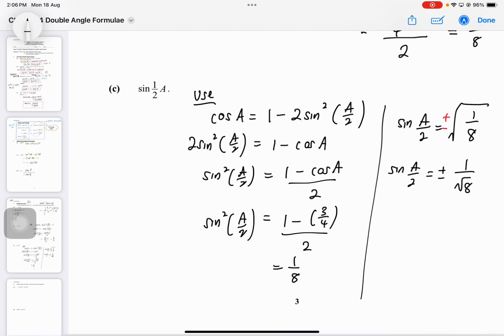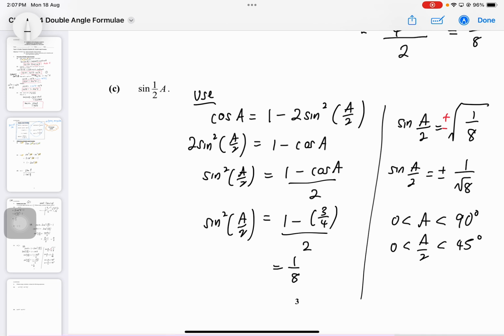Now here's a bit different. You realize there's a plus minus. I want you to go back to the angle A. Is angle A acute? If an acute angle, I divide it by 2, meaning to say, A is already less than 90 degrees. If I further divide it by 2, what will happen to 90? It will become 45. And 45 degrees, is it still in the first quadrant?